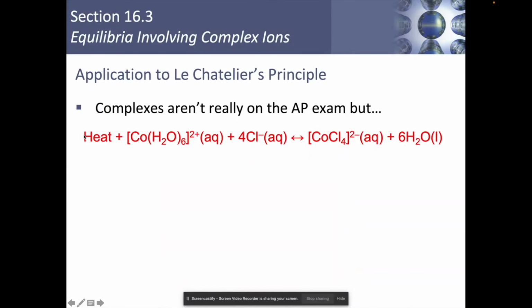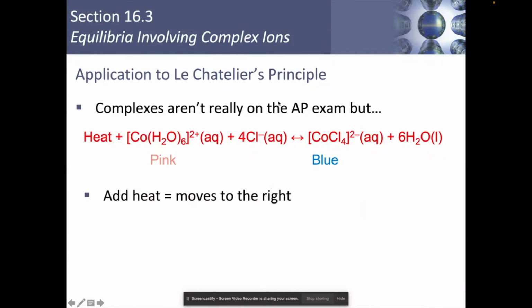And so this is an endothermic reaction because heat is on the left side, the reactant side. What I think is cool about this is they have 2 different colors. This complex is pink and this complex is blue. So using Le Chatelier's principle, we can actually shift it from pink to blue and back and forth again.